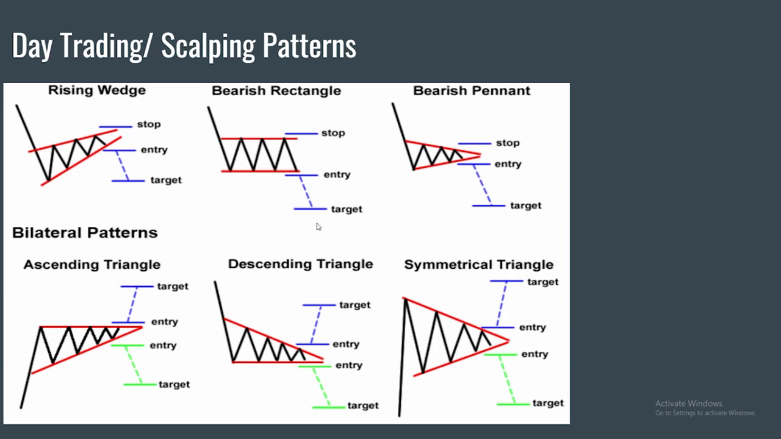Bearish rectangle is another bearish one, falls down, stagnates for a little bit, can't break through this resistance and falls down to the downside. Bearish pennant, same thing, gets stuck in this channel wedge, this triangle right here, and it can't break out. You can see the candlesticks are basically getting smaller and more tightly squeezed, and because of that, it breaks down to the downside, and you would take a short position there.